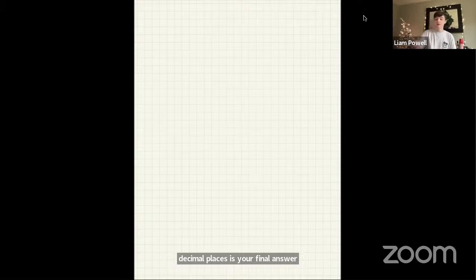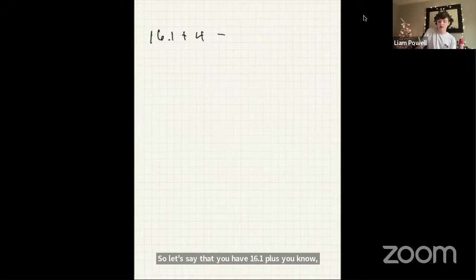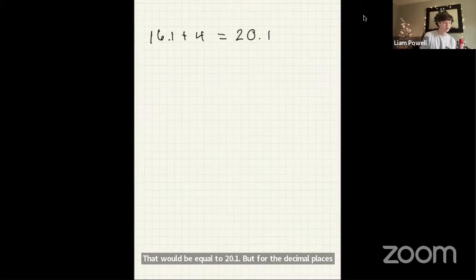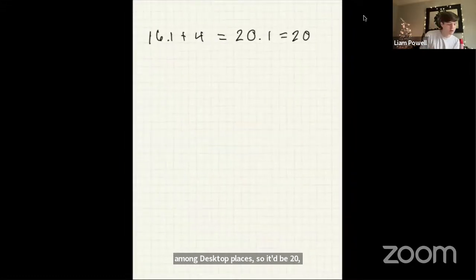So let's say that you have 16.1 plus 4. That would be equal to 20.1. But for the decimal places, we would want to count the least amount of decimal places. So it would be 20. I'm pretty sure about that. Sorry, this was a long time ago.